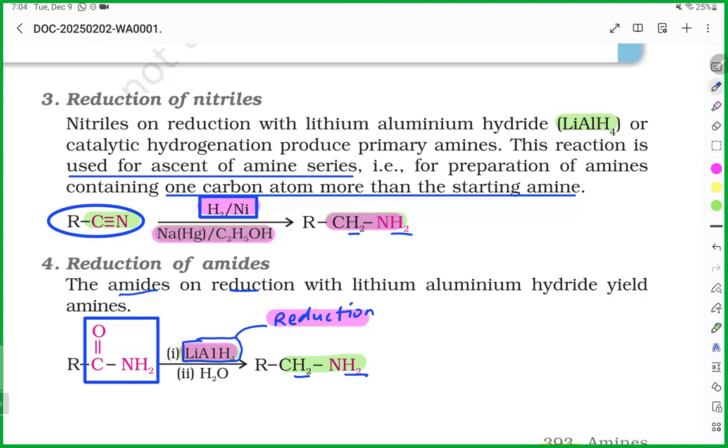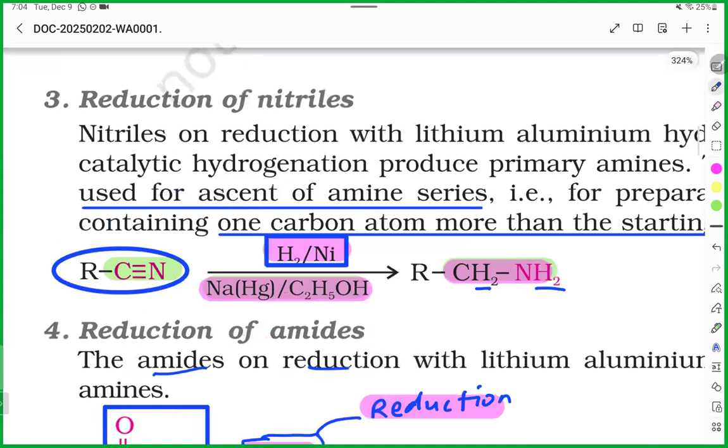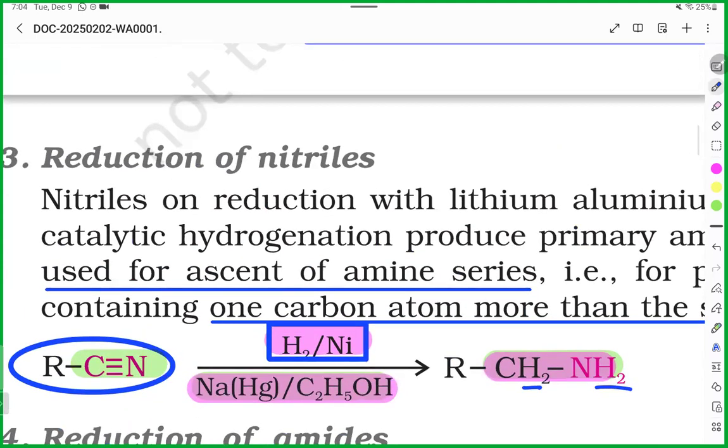Reduction of the nitrile and reduction of the amide. In both cases, you will add hydrogen. Example, in case of nitrile, as you can see in this process, nitrile means CN. When you keep on adding hydrogen, you will add two hydrogens to the carbon, two hydrogens to the nitrogen. See, exactly the same process. Hydrogen in presence of nickel, platinum, or palladium, right?